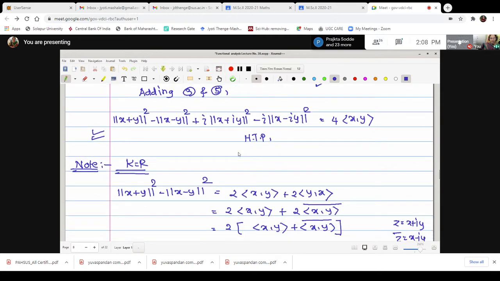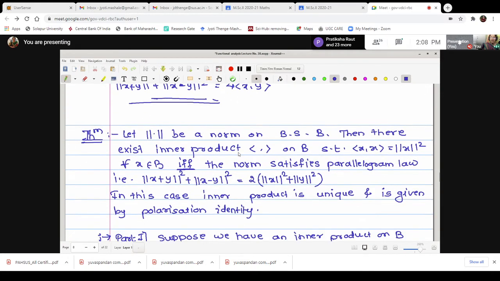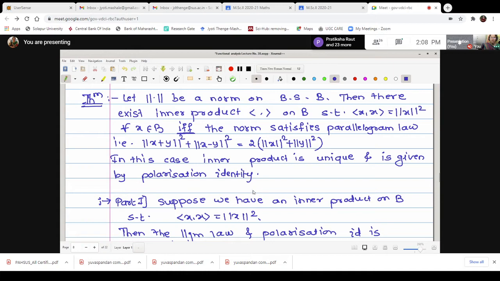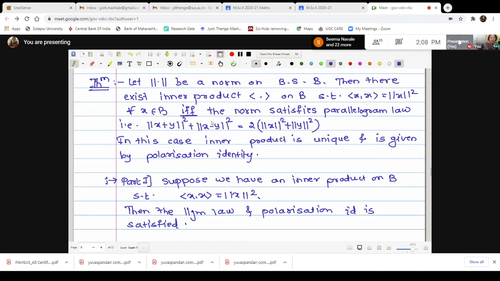Therefore, we have completed this identity in the last lecture, and we have moved on to this theorem. The theorem statement is, if norm is a norm on a Banach space B, then there exists an inner product on B such that inner product x with x is equal to norm square of x for all x in B if and only if the norm satisfies the parallelogram law.